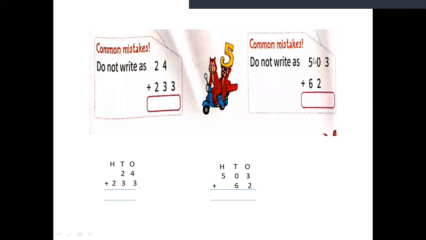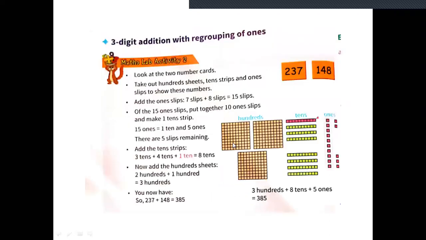See here, do not write as 503 plus 62. How they have written like this, you should not write. Where should 62 come? Like this. 62 is nothing but 6 tens and 2 ones. So you have to write it in tens place and ones place. Always when you add, if they have given the number, write the place values, hundreds, tens, ones, and write the numbers and add, so that it will be easy for you and no mistakes will happen.